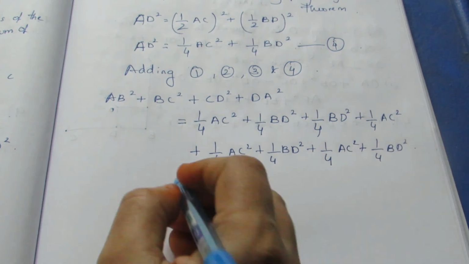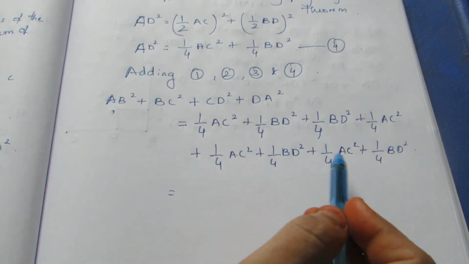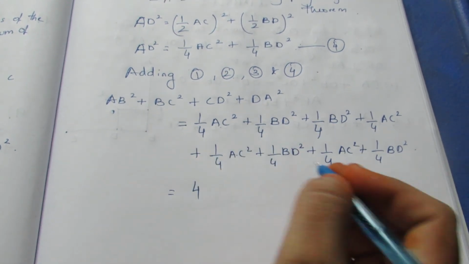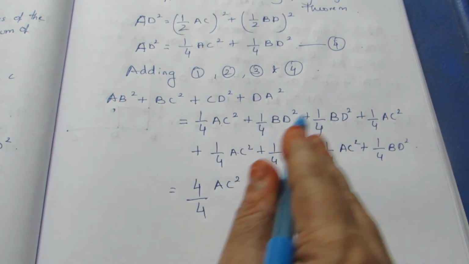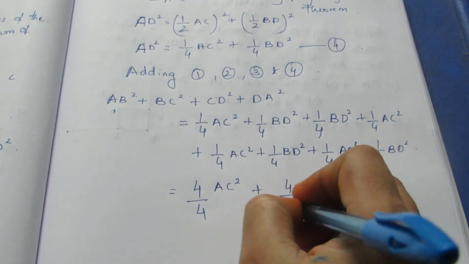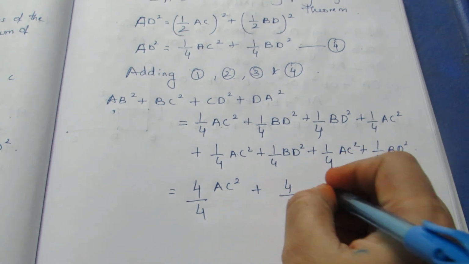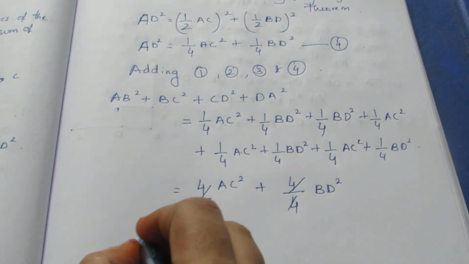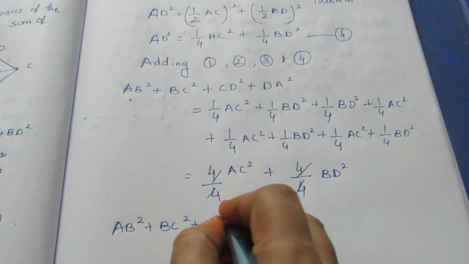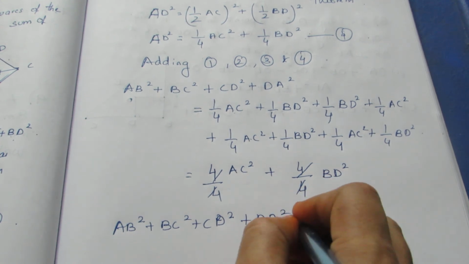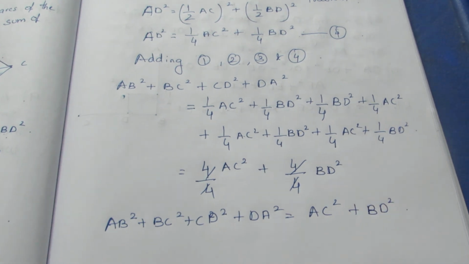Solve all the like terms. Here AC square appears 1, 2, 3, 4 times. The denominators are all the same, so just add the numerators. It is 4 by 4 AC square plus, the same way for BD, 1, 2, 3, 4. So 4 by 4 BD square, writing the same denominator and adding the numerators. The 4s get cancelled. Now AB square plus BC square plus CD square plus DA square is equal to AC square plus BD square. Thus we have proved it.